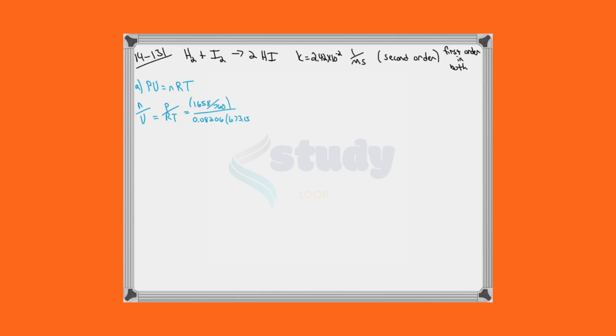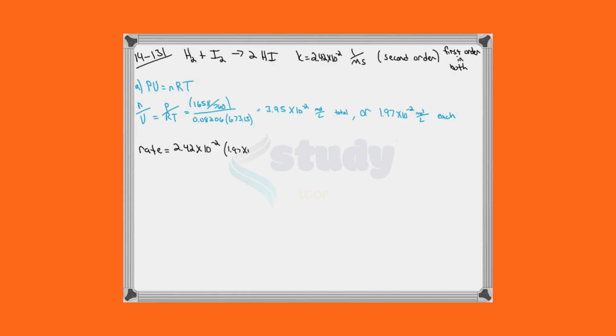673.15 Kelvin. This allows us to calculate the total concentration of H2 and I2 together at 400 degrees Celsius before the reaction occurs. That is 3.95 times 10 to the negative 2 moles per liter total. Or we could consider each of these, because it's an equimolar mixture, each of these being half of that at 1.97 times 10 to the negative 2 moles per liter.